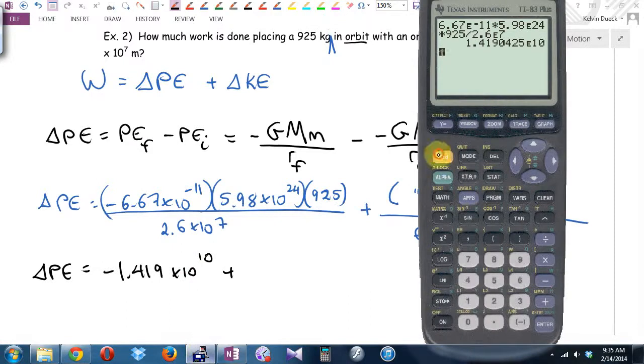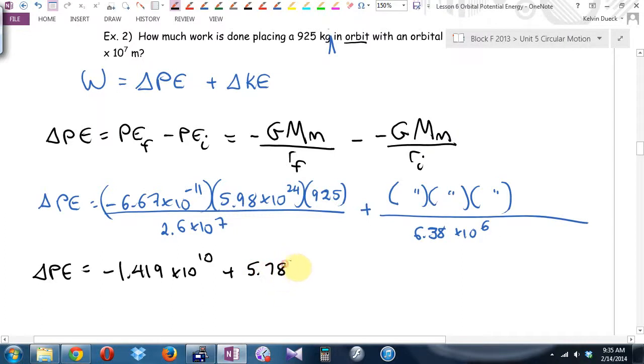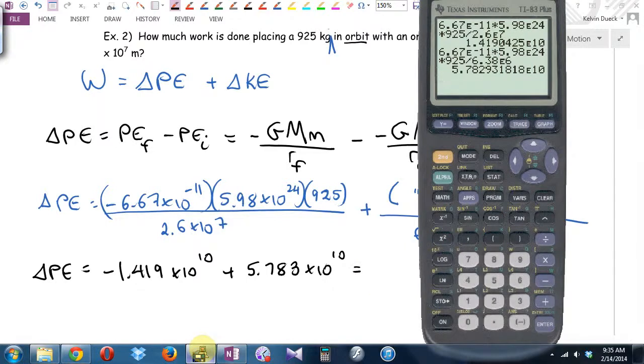Plus, delete the negative, although I never put it in, so I'm okay. Oh, I just need to put the radius of the Earth here, 6.38 times 10 to the 6th. 5.7823 times 10 to the 10th. That plus negative 1.419 times 10. Of course, instead of going plus negative, you could just go subtract, but whatever.